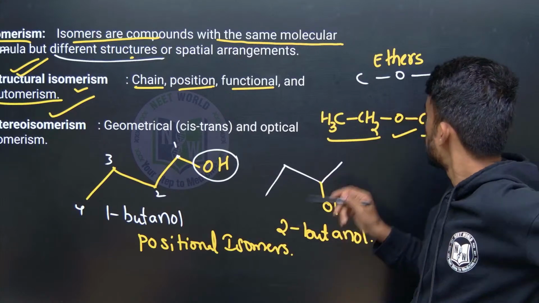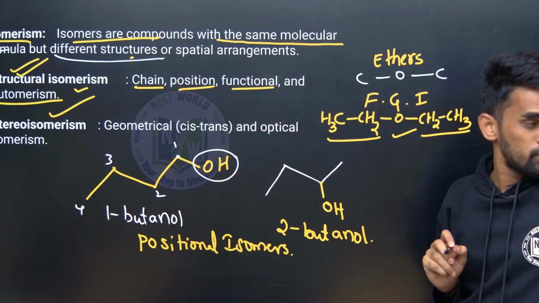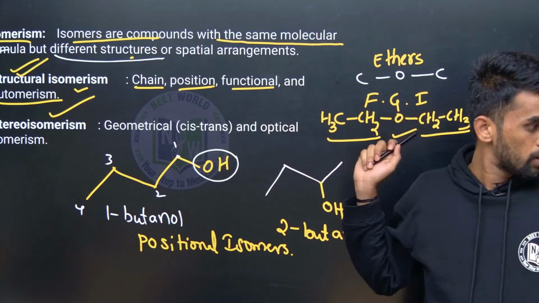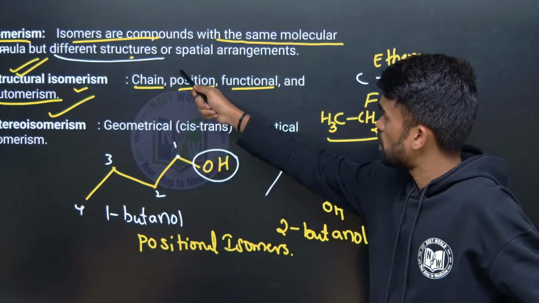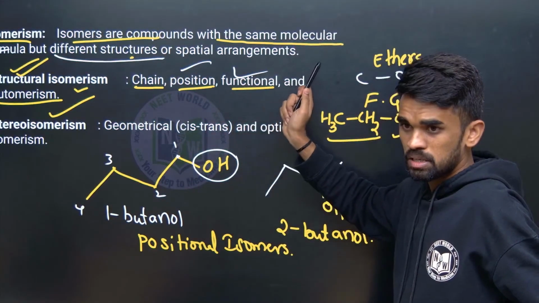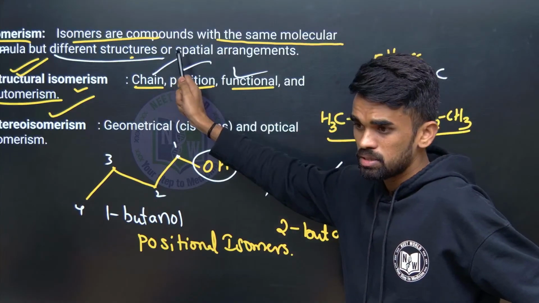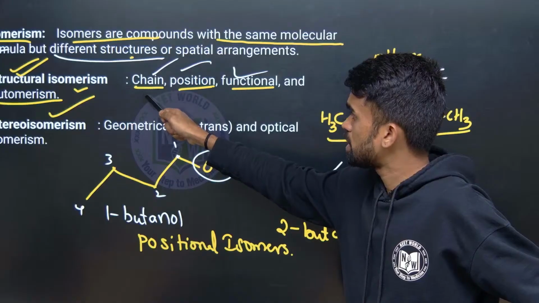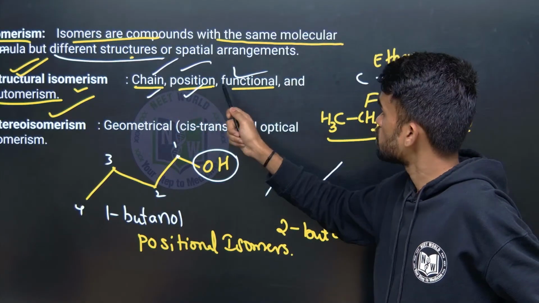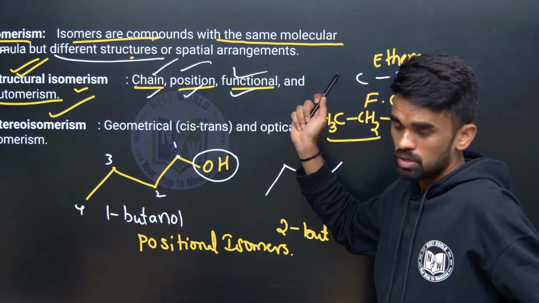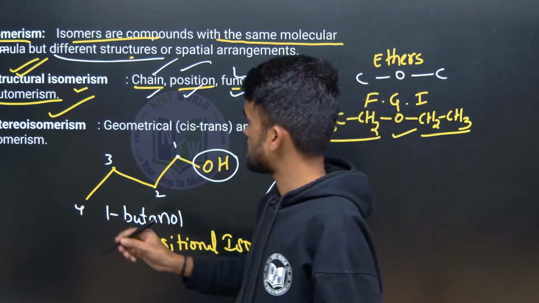Functional group isomers, FGI, I am writing. What do we mean by that? Functional group isomers. I hope it is clear. So like this we have chain isomers, positional isomers, functional isomers. If they differ in the chain, they are chain isomers; if they differ in position, positional isomers; if they differ in the functional group, functional group isomers. About tautomerism we will study in the upcoming classes, not now.